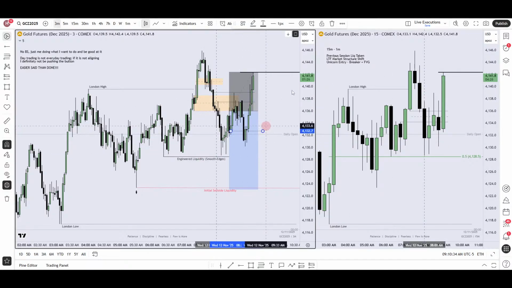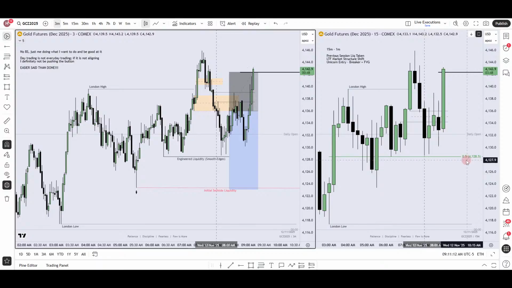It was a good run while it lasted. Like I said, I'll take this trade any day, anytime. I wanted a sweep, push down, market structure shift, get an entry, and that's it. And why I still took the trade was because we failed to reach the 50% of the London price leg, which is something I would want.